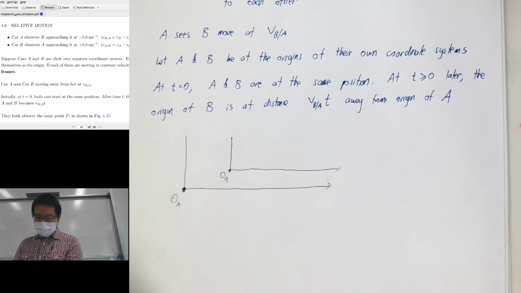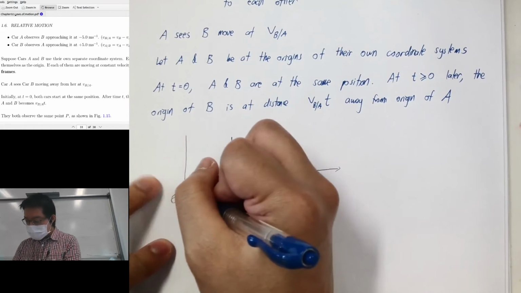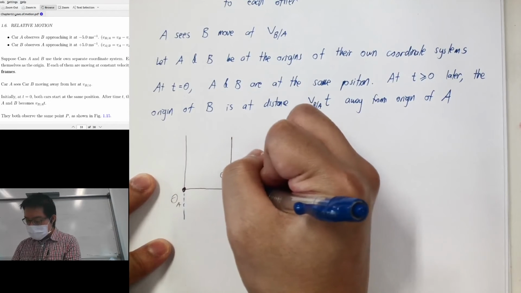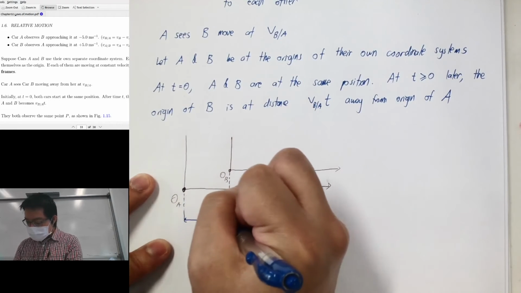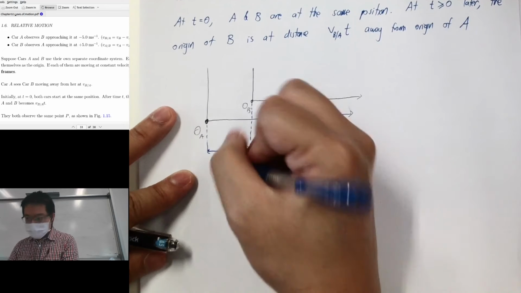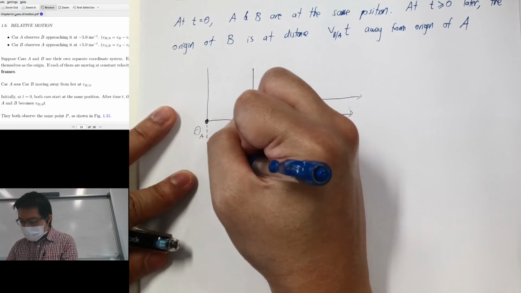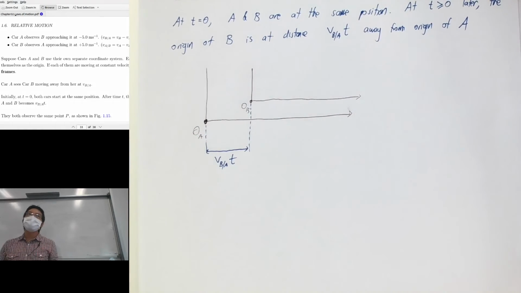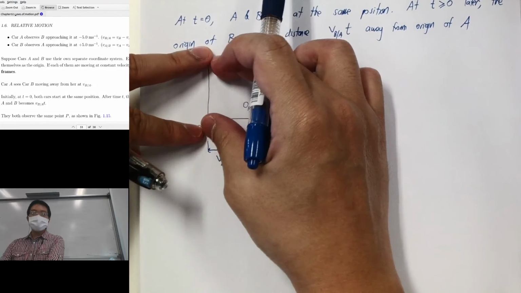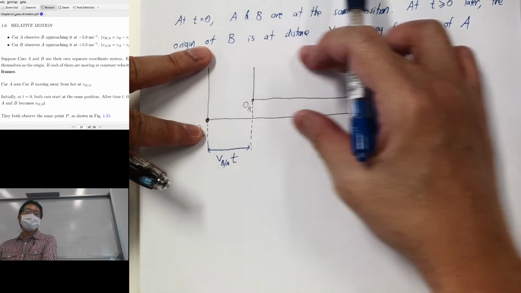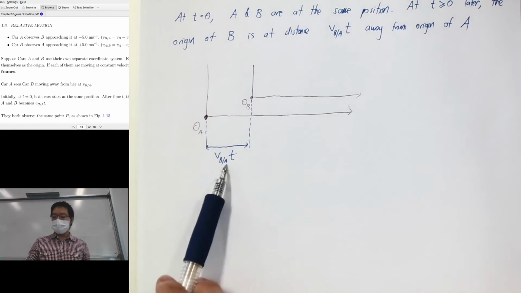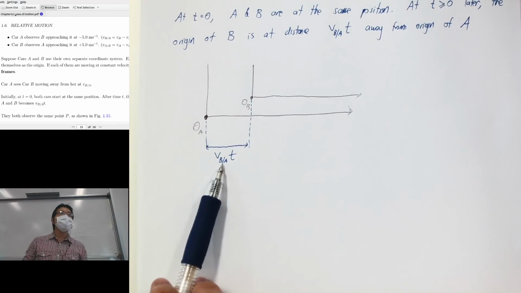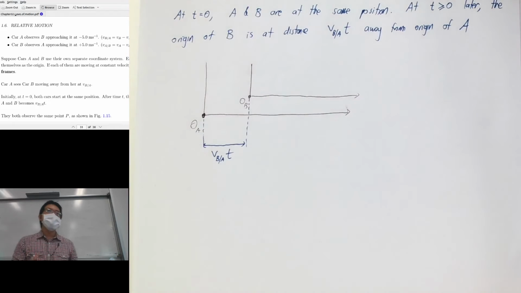From here we can calculate this distance. This distance is VBA times t. When time t is equal to 0, they're at the same place, but as t increases, it will be further and further away. Here I draw it such that VBA is positive. If VBA is negative, then it will go the other way. But anyway, the distance between the two is like this. Now, this is still very simple.